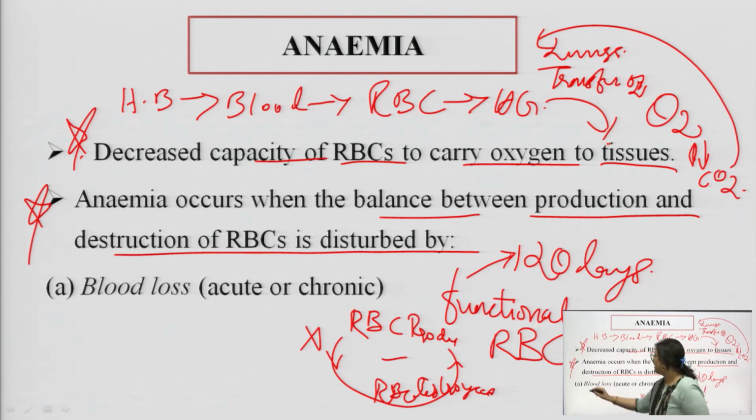They are blood loss. If a person suffers acute blood loss due to whatever might be the reason, then it disturbs this functional RBC number, disturbs this functional RBC cycle. Hence, it leads to anemia.